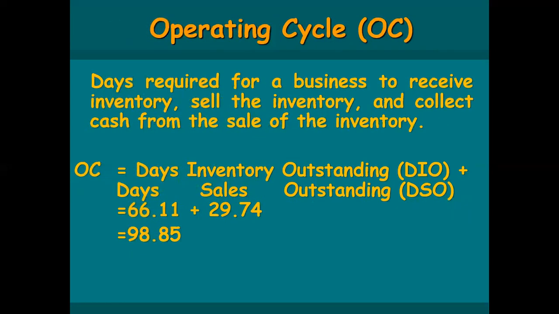Another is the operating cycle. They are required for a business to receive inventory, sell inventory, and collect the cash from the sale. On the safer side, we use the operating cycle. That is equal to days inventory outstanding plus days sales outstanding. It is 66.11 and 29.74. So it comes about 99 days. It means on a safer side, you should have cash or the working capital to meet the production need for at least 99 days.